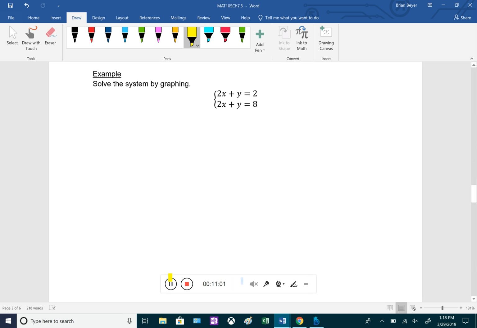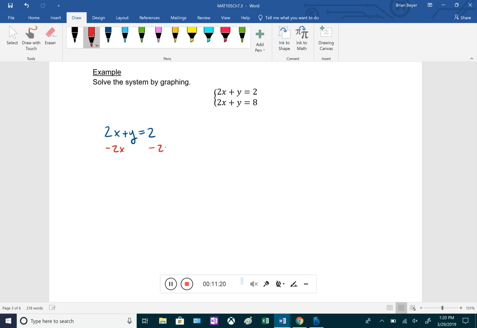So let's do this example. Let's solve this by graphing. So we have 2x plus y equals 2 and 2x plus y equals 8. So let's solve them both for y, get them in y-intercept form, y equals mx plus b form. So this first one, we have to subtract 2x on both sides. And we get y equals negative 2x plus 2. So that one's actually already done.